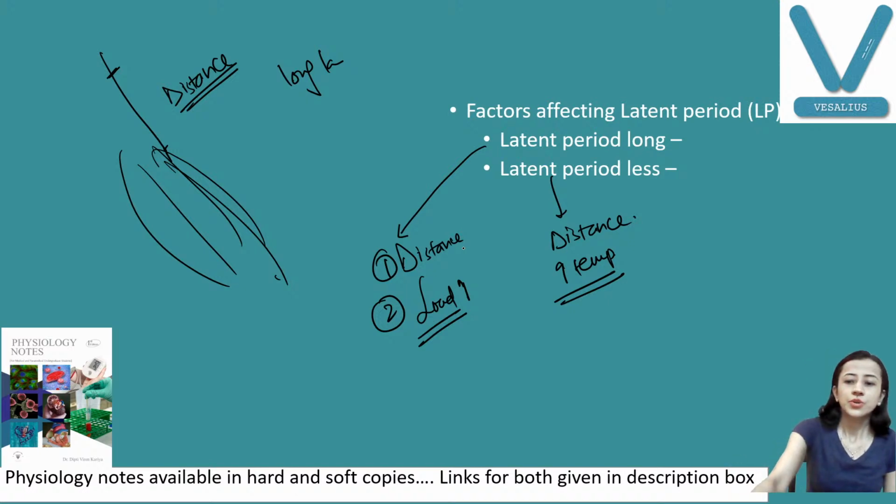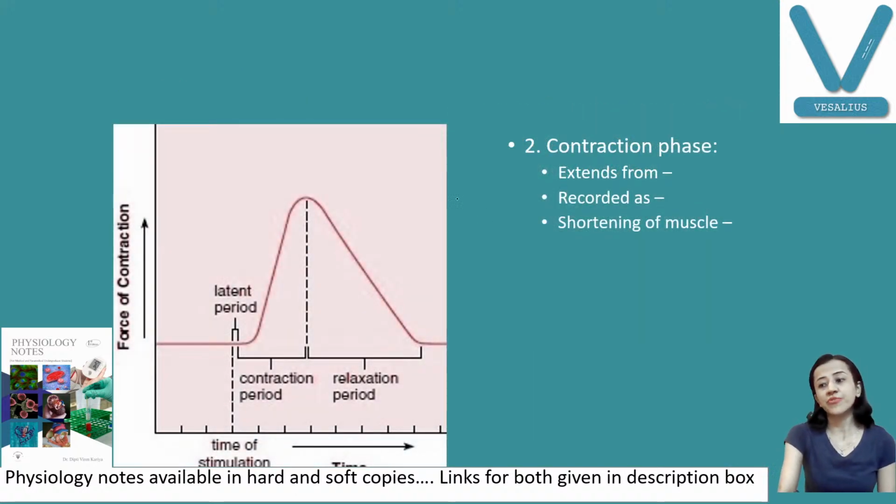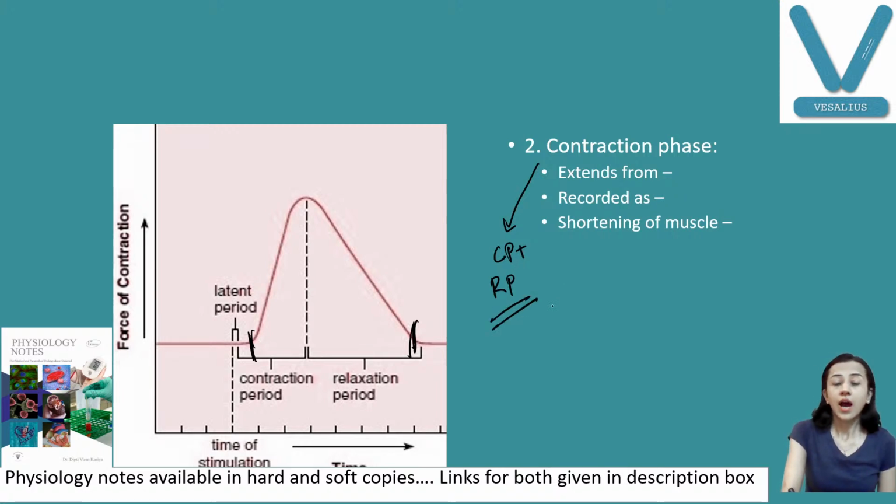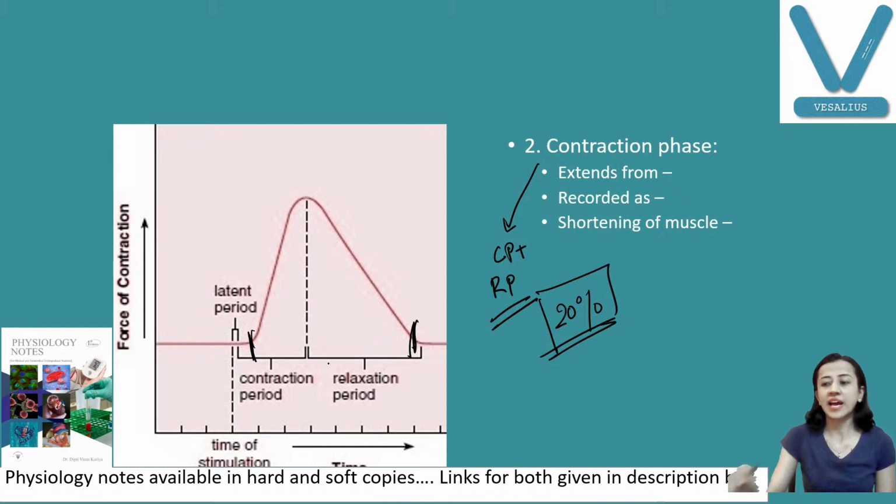Now, next is the contraction phase. What is the contraction phase or total contraction time? Here you can see this total time extends from the point of contraction to the point of relaxation, which includes both the contraction period plus the relaxation period. During this phase, the muscle shortens. How much shortening takes place? About 20% shortening of the muscle takes place during this contraction phenomenon.